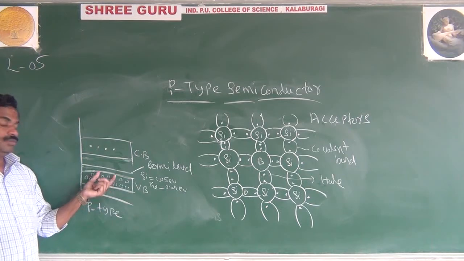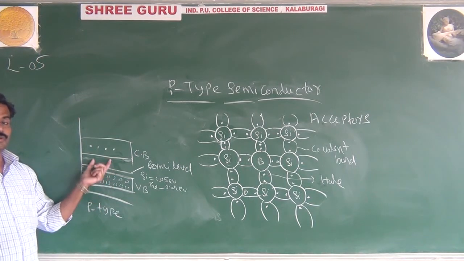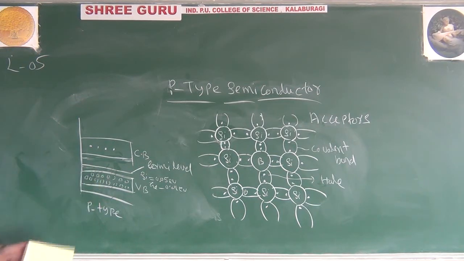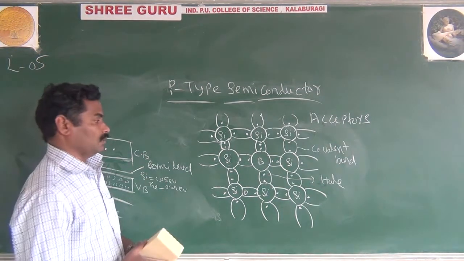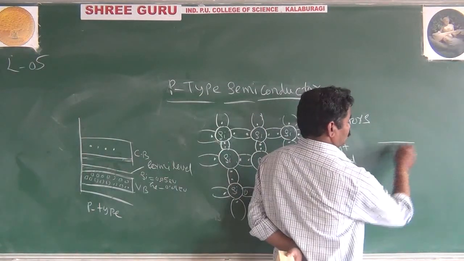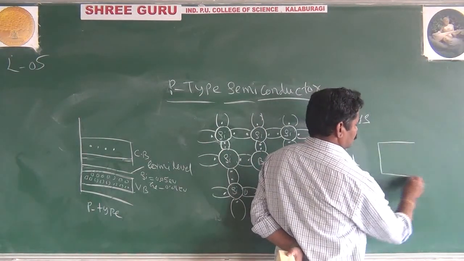The Fermi level is above the valence band. This is about the importance of your p-type semiconductor. As I said already, the p-type semiconductor is electrically neutral. Why is it electrically neutral? Look here, this is your p-type semiconductor.